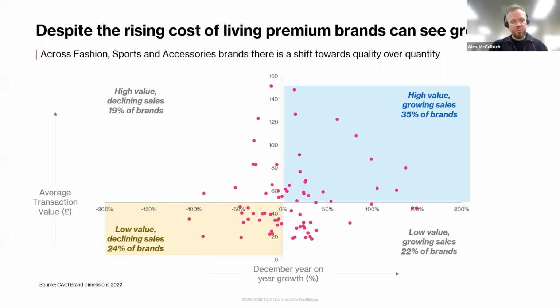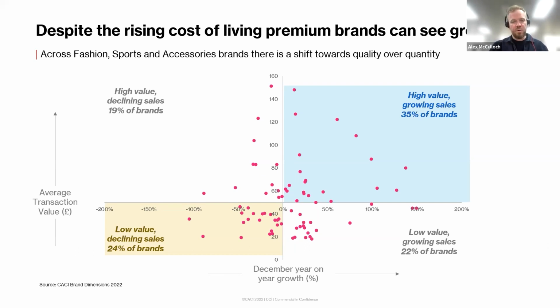Now, these higher value brands are a little bit more likely to have seen growth, suggesting a shift to quality over quantity for consumers. And this is a similar trend we observed in late summer when fast fashion sales were among the categories that declined as customers looked to make more considered purchases. So they were more unwilling to invest that time to make a purchase that may cost more, but will deliver better value for money.